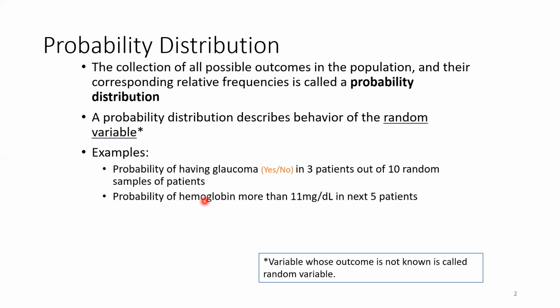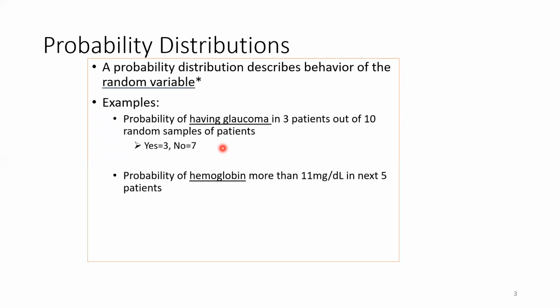So this is a different kind of variable. This is a categorical variable, and this is a quantitative variable. So probability distribution behaves differently when dealing with different kinds of variables. First, we have to identify what kind of variable we have.